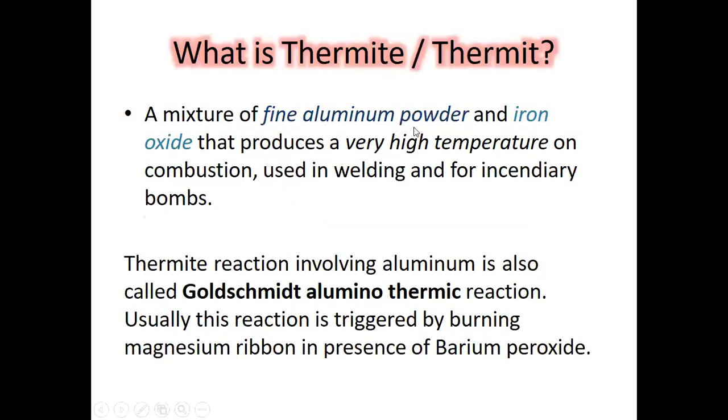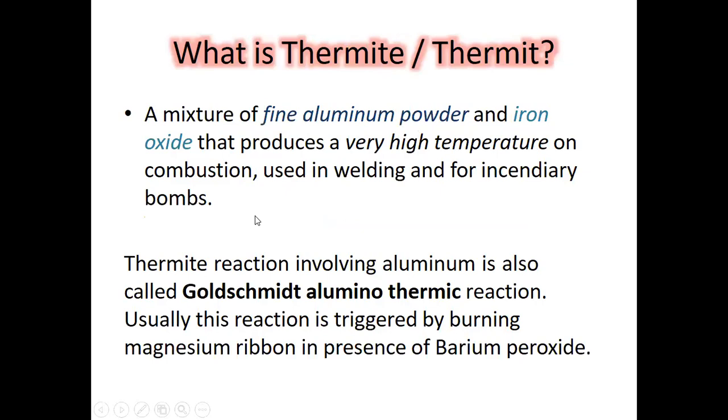So what is thermite? It is a mixture of fine aluminum powder and iron oxide. That mixture produces a very high temperature on combustion. You are trying to ignite this mixture. It is used in welding and for incendiary bombs.